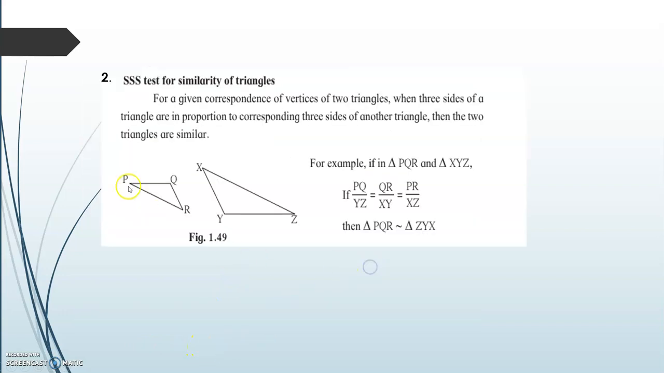Now, the second test is the SSS test for similarity, that is side, side, side. When two triangles are similar, the three sides are proportional. Proportional means they are in the same ratio. Here, PQ upon YZ is equal to QR upon XY is equal to PR upon XZ. Then we can say triangle PQR is similar to triangle ZYX by SSS test for similarity.